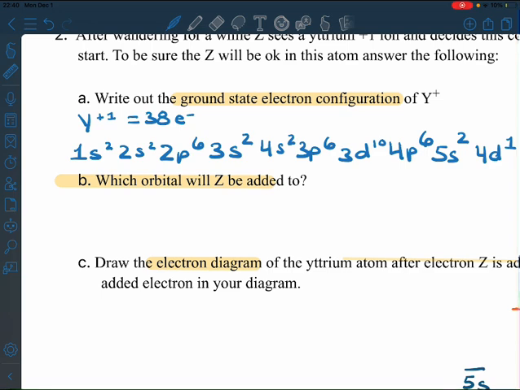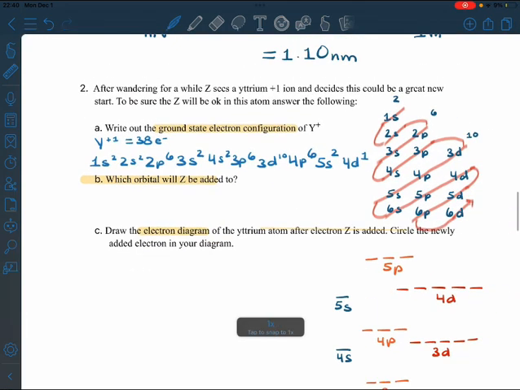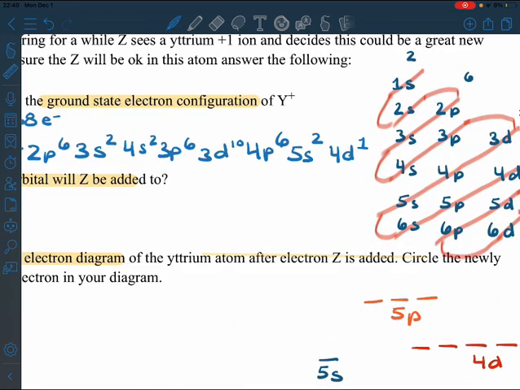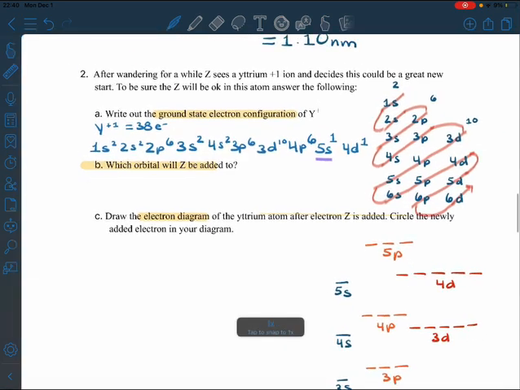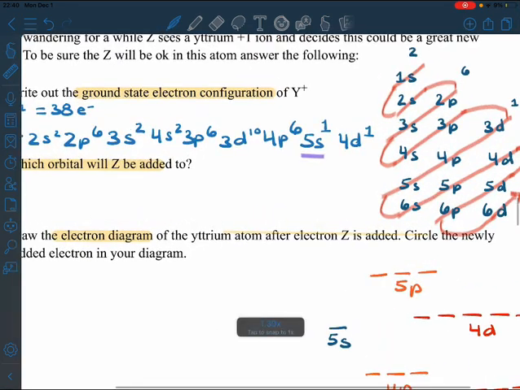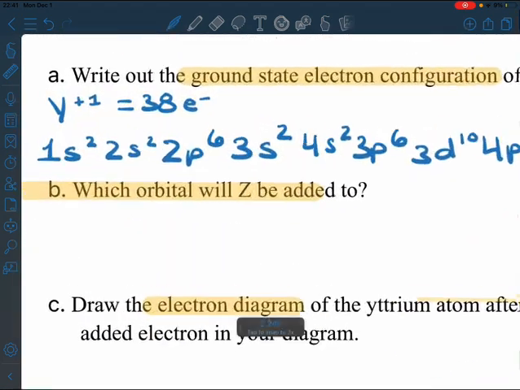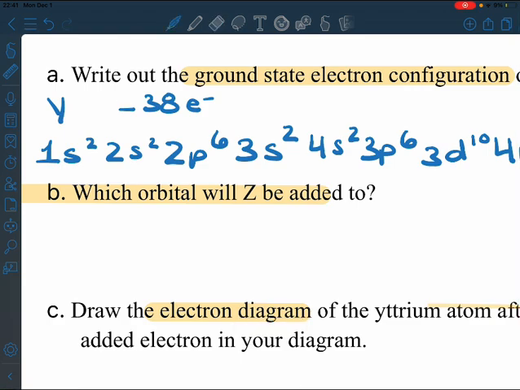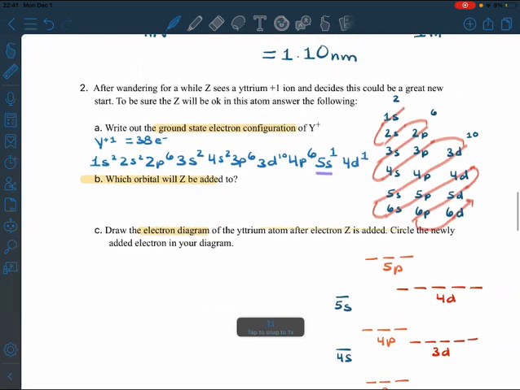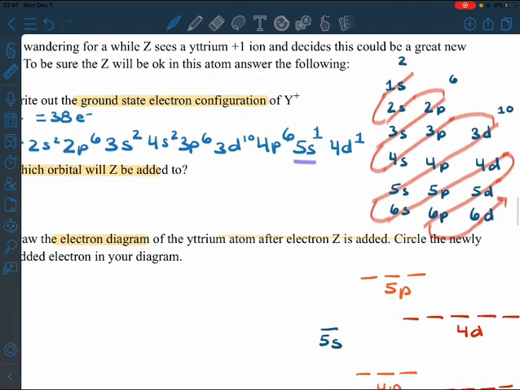But when we're going to make a positive ion, we're going to remove an electron, we don't follow the Aufbau principle. We actually take away an electron from the highest quantum number. So here I have 5. So I'm going to go ahead and take 1 away from here. And so this would be my electron configuration for Y plus 1 right here with 38 electrons. So we took 1 away from here, this 5s orbital.